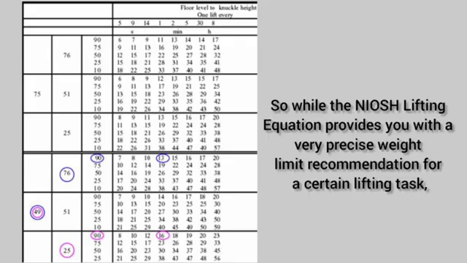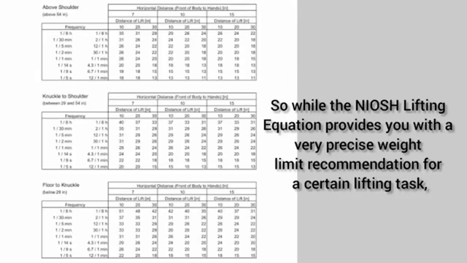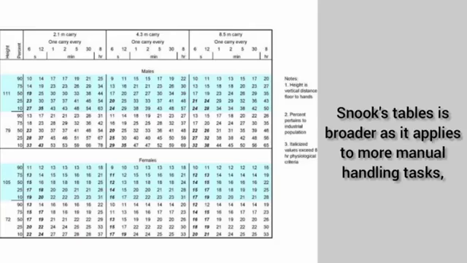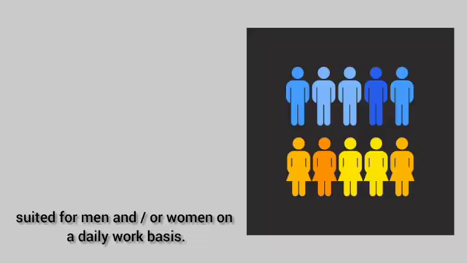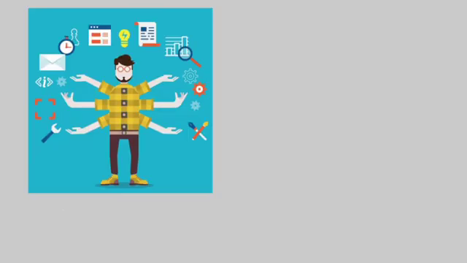So while the NIOSH lifting equation provides you with a very precise weight limit recommendation for a certain lifting task, Snook's tables are broader as they apply to more manual handling tasks and can give you an idea as to whether or not your manual handling task is suited for men or for women on a daily work basis.